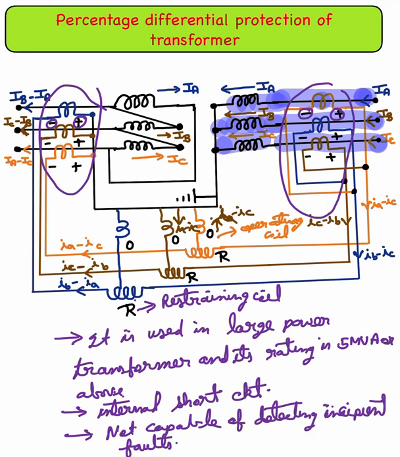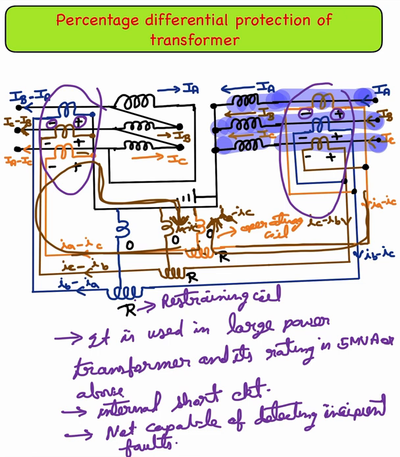You can see the current IA minus IC flowing on this side, and similarly IA minus IC on the other side. So in case of an external fault the currents are opposite to each other, so they cancel out. The relay does not operate under such a condition, because the current cancels out.